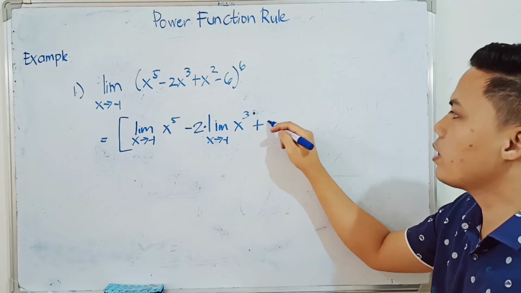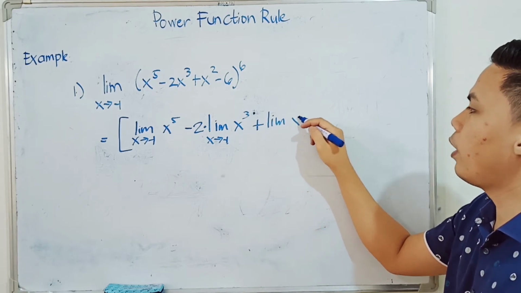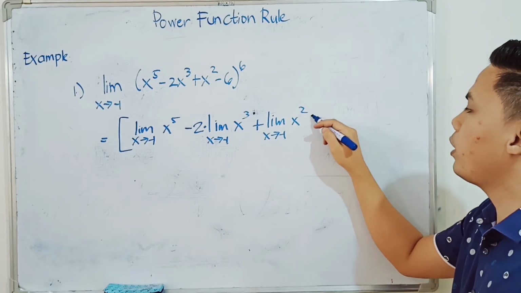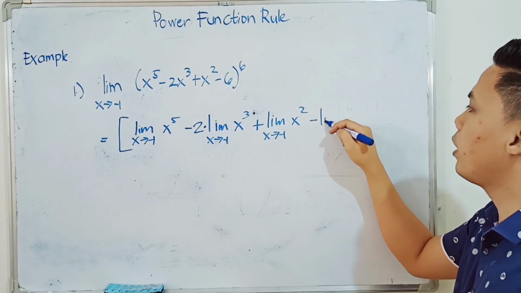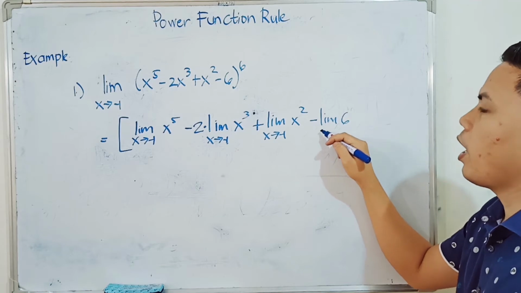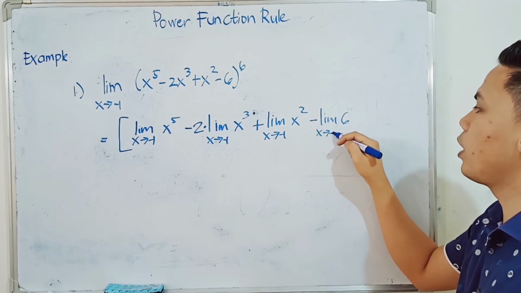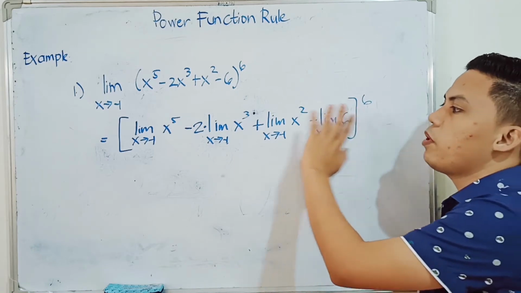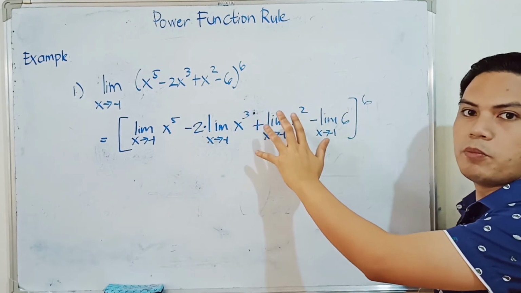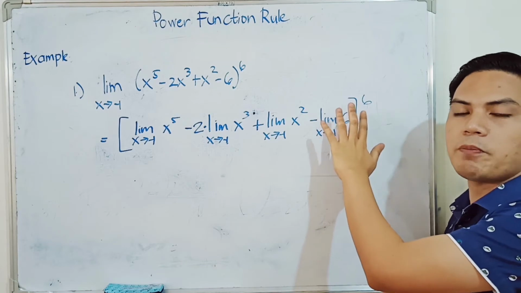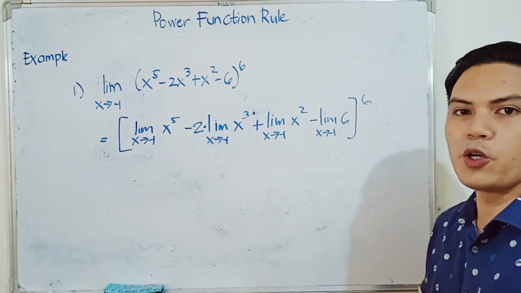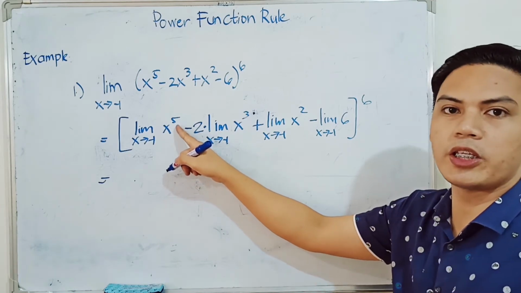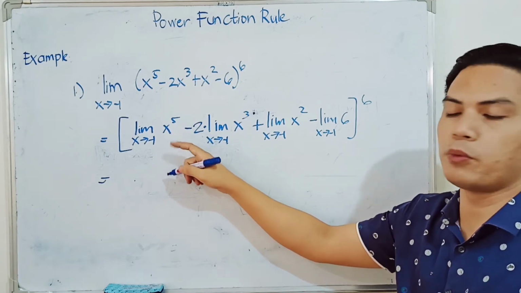Then, plus the limit of x squared as x approaches -1. Then, finally, minus the limit of 6 as x approaches -1, raised to the power of 6. So, simplify muna natin yung nasa loob ng grouping symbol before natin sila i-raise sa power ng 6. So, we're going to simplify now each limit. So, again, since we have here an exponent, then we're going to apply yung power rule.